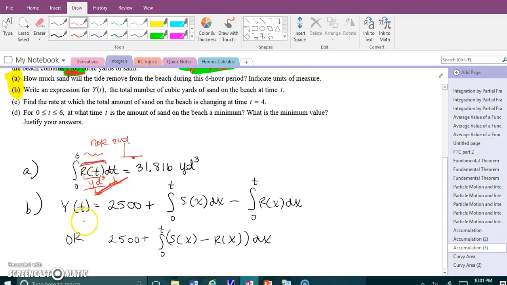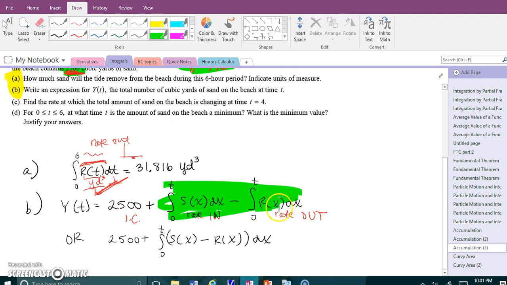I'm just using R. For B, I take my initial condition or initial amount plus the rate in minus the accumulation of the rate out. Now, these are equivalent. This is just properties of definite integrals. You can write 2 separate integrals, which I will almost always do. Or you can combine them into one integral, which is totally fine as long as the rate out is negative.